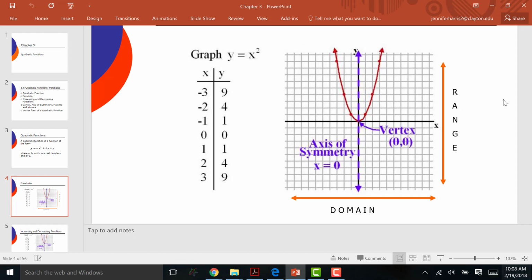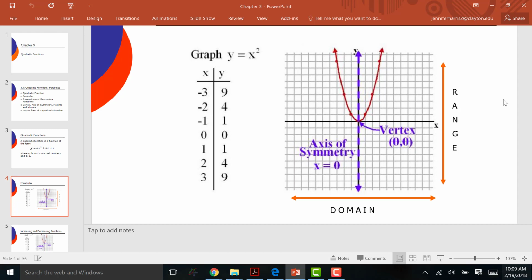If I draw, as you can see, this dotted purple line is drawn all the way down through the middle of the vertex. It always goes through the middle of the vertex. So whatever point the vertex is, it's always going to go through that vertex. It cuts the U down the middle in half into two equal parts. The right side has to look like the left side. It's just like your body. Don't the right side and left side look alike? Well, they're supposed to. Things kind of shift around as you get a little bit older, but they're supposed to. Okay, questions?